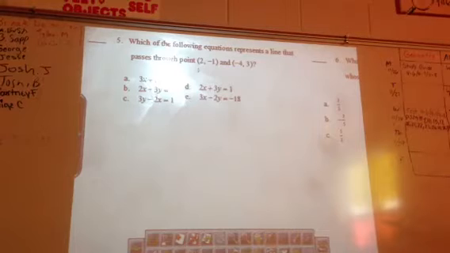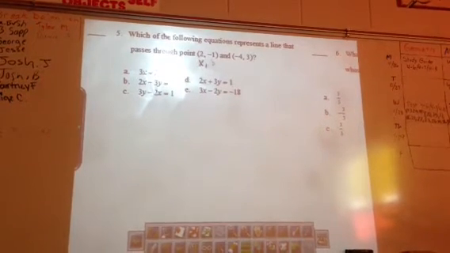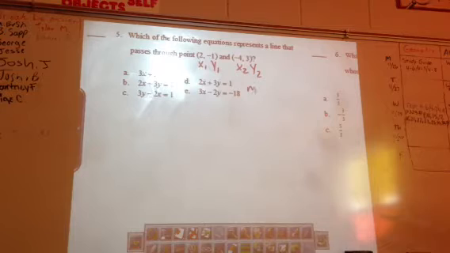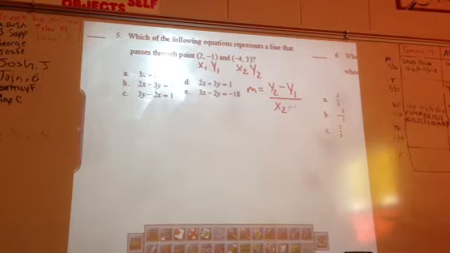Now, to write an equation from 2 points, we're going to first find our slope. So label your points x1, y1, x2, y2, and plug them into the slope formula. The slope formula is m equals y2 minus y1 over x2 minus x1.